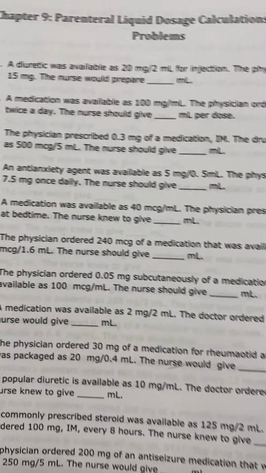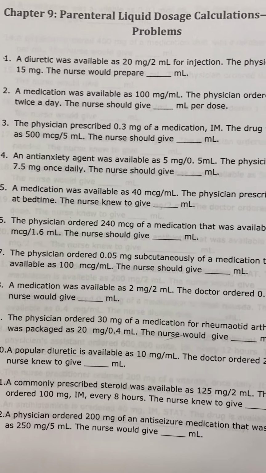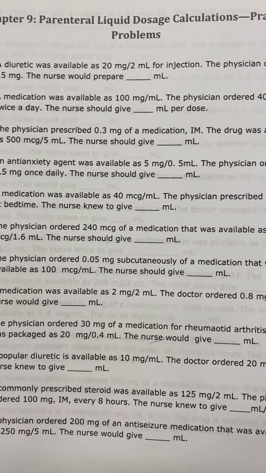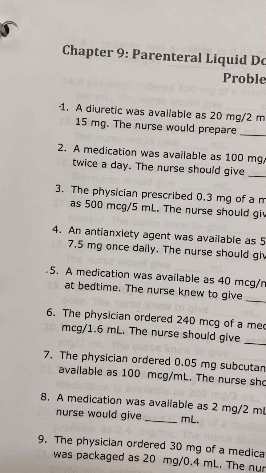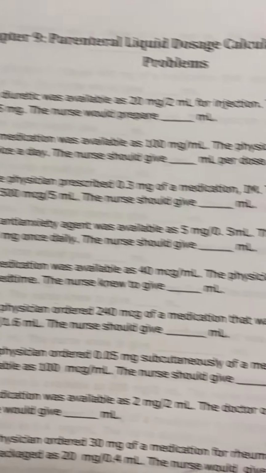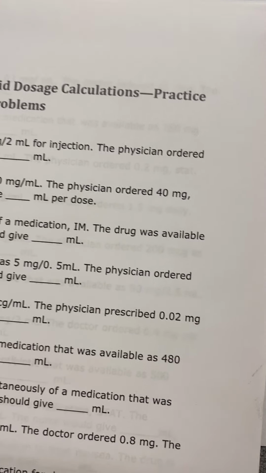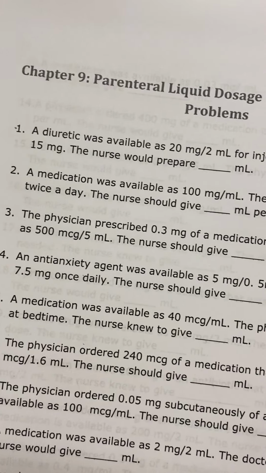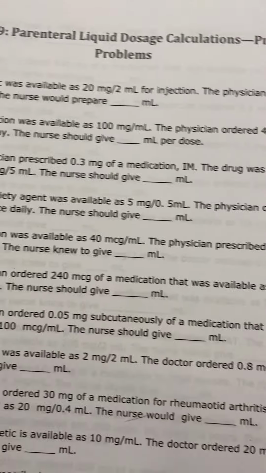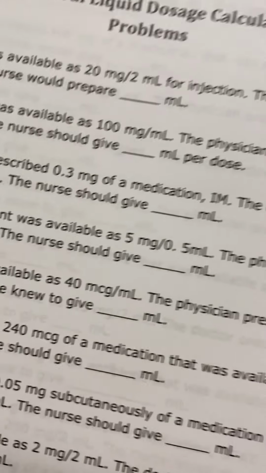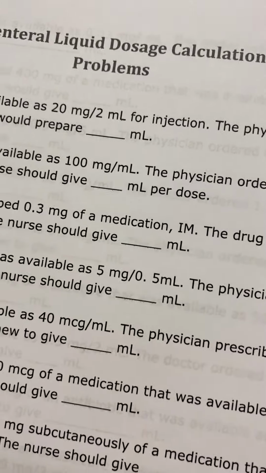Okay, let me give you an opportunity to look at number 3. Look at number 3. Okay, so for number 3, it says the physician prescribed 0.3 milligrams of a medication intramuscularly. Okay, intramuscularly. The drug was available as 500 micrograms per 5 milliliters. The nurse should give. Okay, well, first we need to go to page 116 in our textbook.